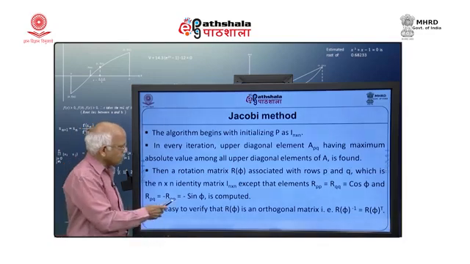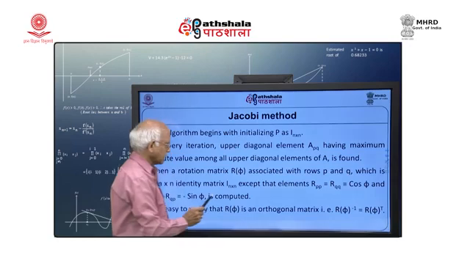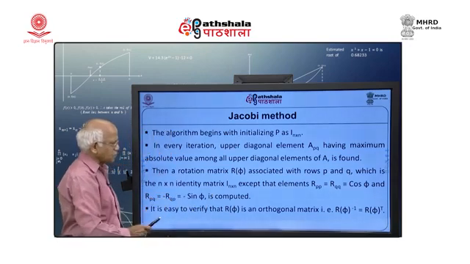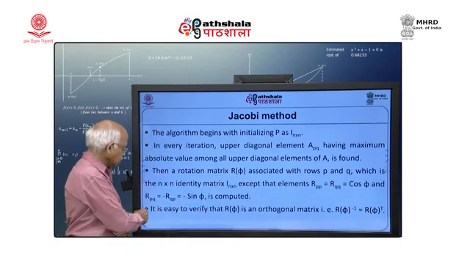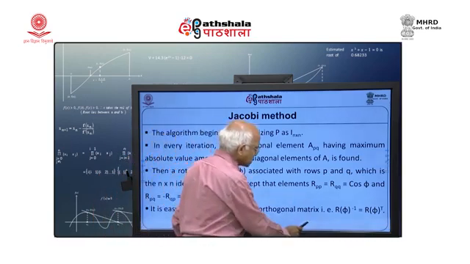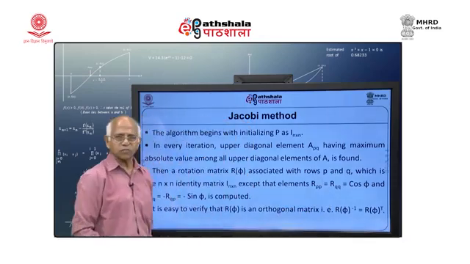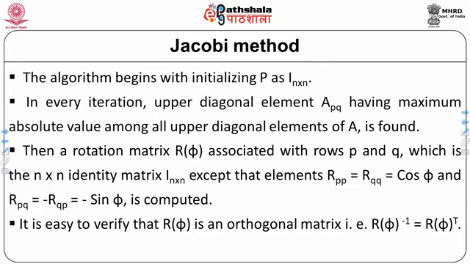So, now here we get R_PP and R_QQ as cos phi, and R_PQ, minus R_QP as minus sin phi, and then this becomes a rotation matrix actually. It is easy to verify that R(phi) is an orthogonal matrix, that is R(phi) inverse will be the same as R(phi) transpose. That we can easily check by just multiplying R(phi) transpose to R(phi), you will get an identity matrix.